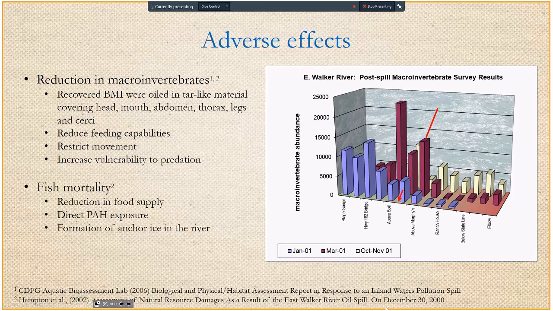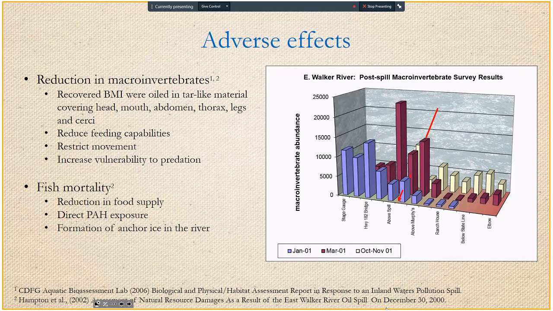There was also observed mortality on juvenile and adult fish in this river, mainly because of the feeding reductions. But what I want to point out is this last bullet here, the formation of anchor ice.